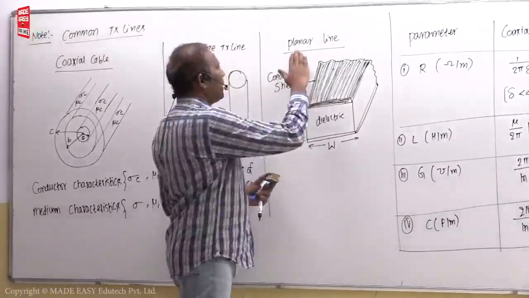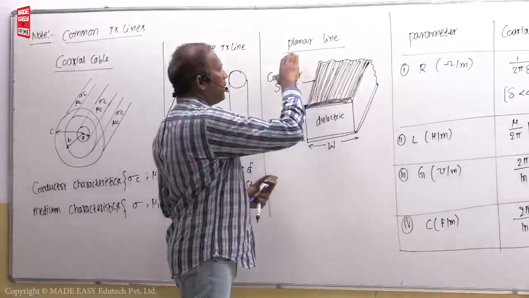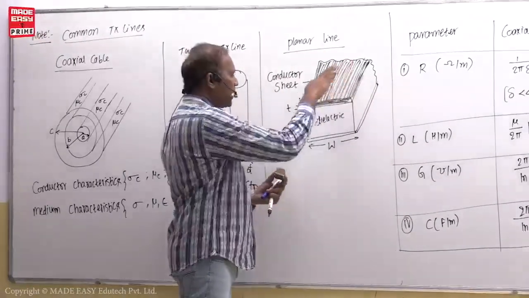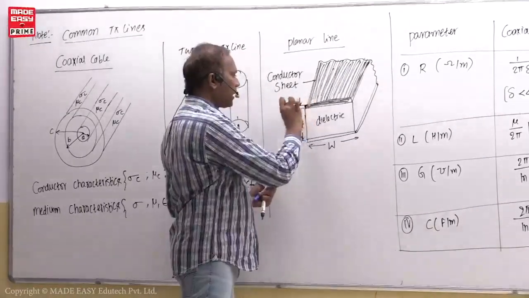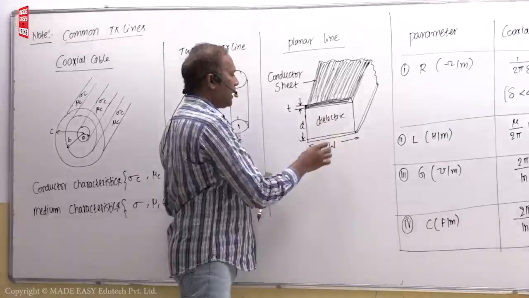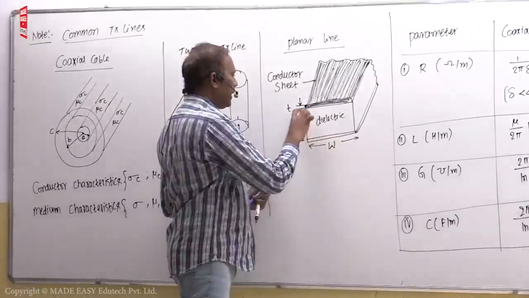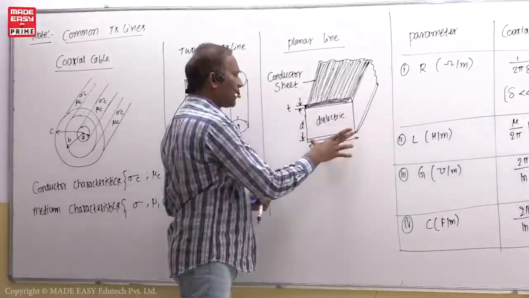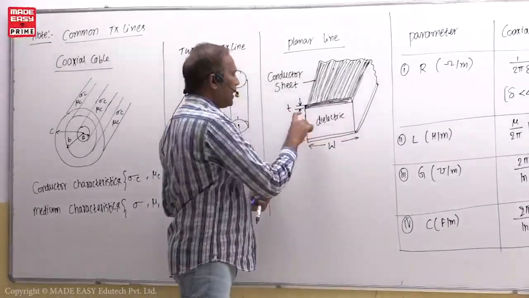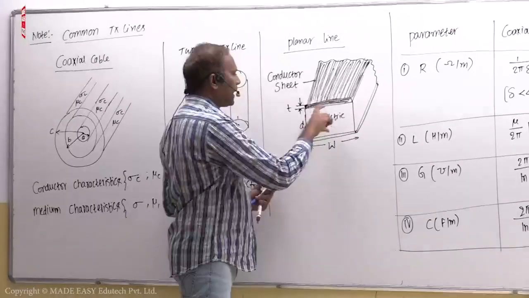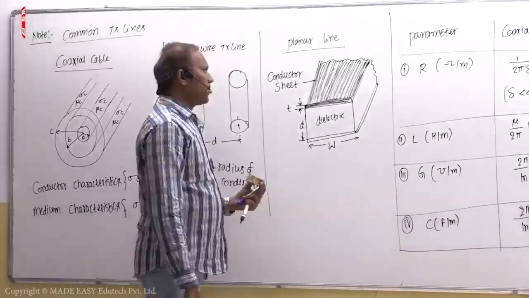So this is called a planar transmission line, or otherwise a planar two-wire transmission line. Here the top side has a conductor sheet and the bottom side also has a conductor sheet. Thickness is T for the conductor, and the dielectric is there. The width of the conductor as well as the dielectric are both W, and D is the height of the dielectric. T is the thickness of the conductor sheet.